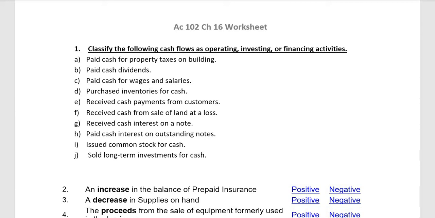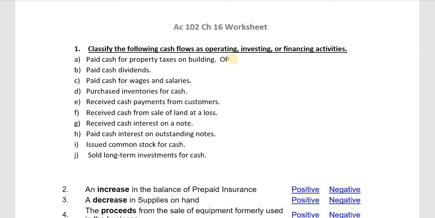Okay, here we are. We're going to classify each of these things as operating, investing, or financing activities so you know what section of the statement of cash flows to put them in. Letter A, paid cash for property taxes on the building. Property taxes sounds like an operating activity to me. Now, here's a tidbit for you. If it's on the income statement, it's an operating activity. Very simple.